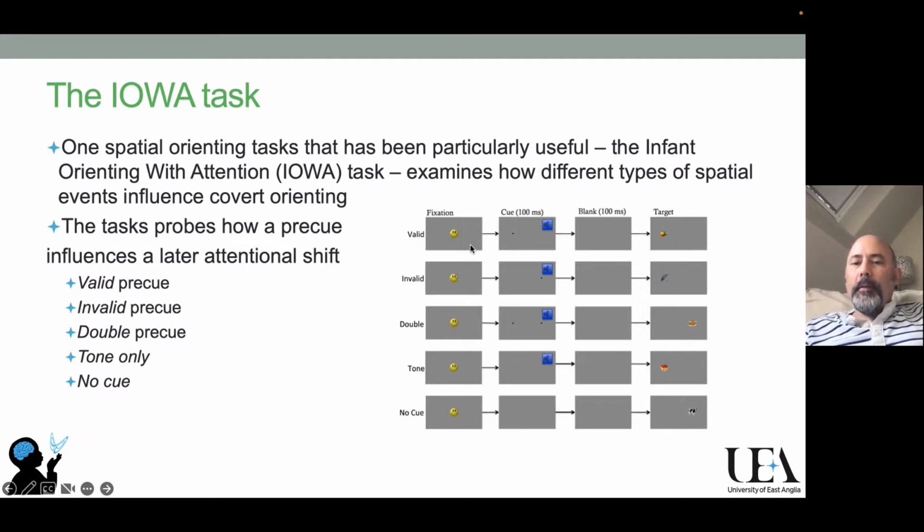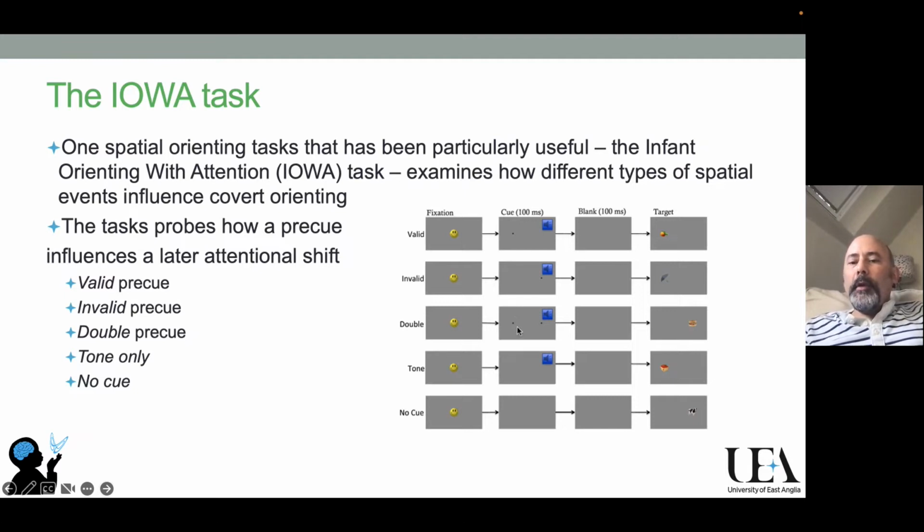In the valid condition, we might expect that the pre-cue actually primes faster looking to the target. We can contrast that with an invalid cue condition. It starts off with fixation as before. Then there's an invalid pre-cue, meaning the pre-cue occurs on the opposite side of the subsequent target. We might expect that that would impair responding or slow down responding to the target location.